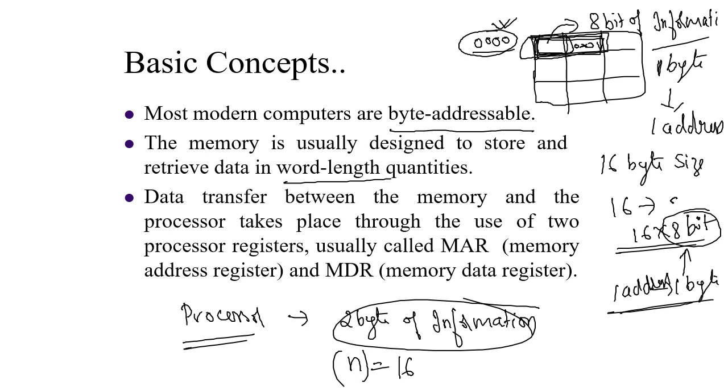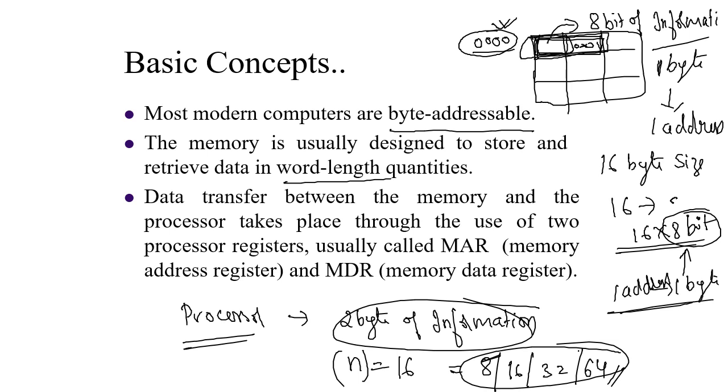And these memories are specially designed to handle various word lengths. So the word length can be 8, it can be 16, it can be 32, or it can be 64. It purely depends on the size or the capacity of the processor.